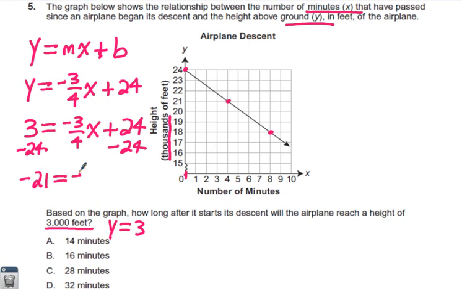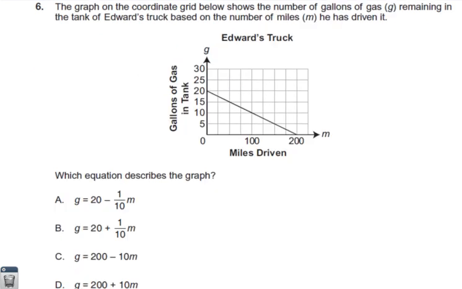-21 equals -3/4 X. And then to solve for X, I would now divide both sides by -3/4, which is -0.75, by the way. So -21 divided by -3/4 gets me 28 minutes. Number 6.